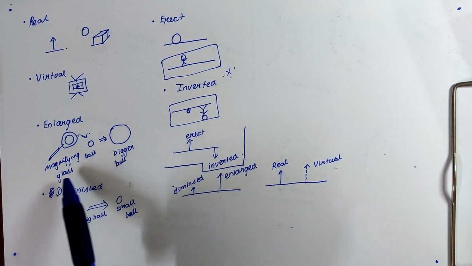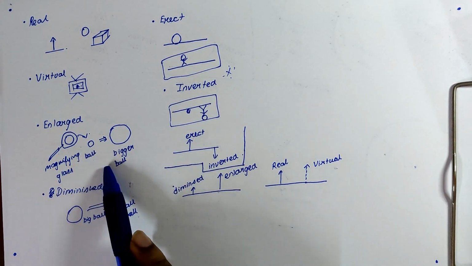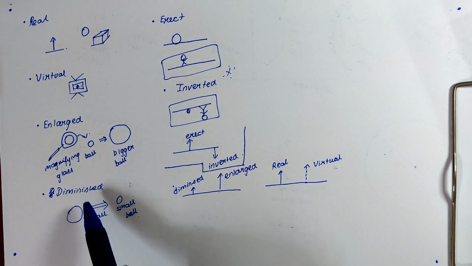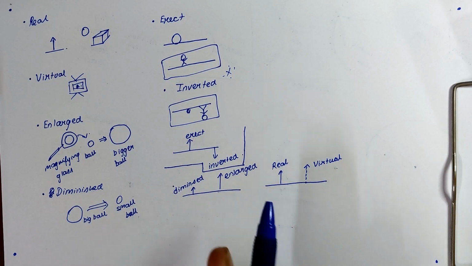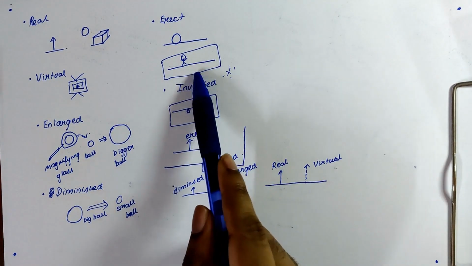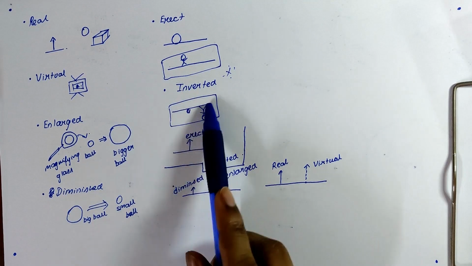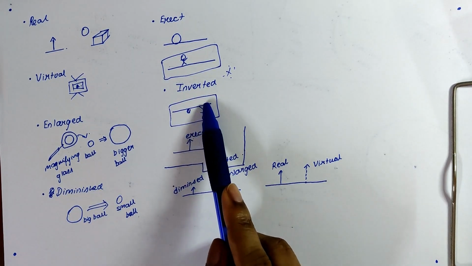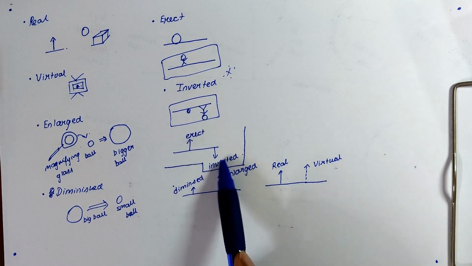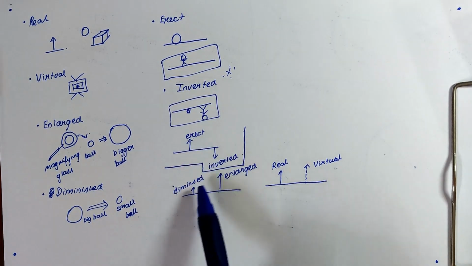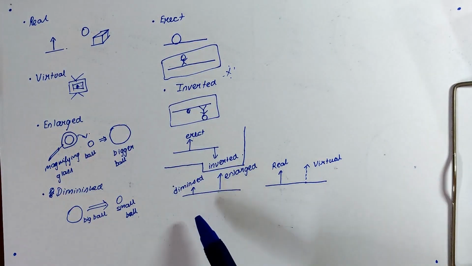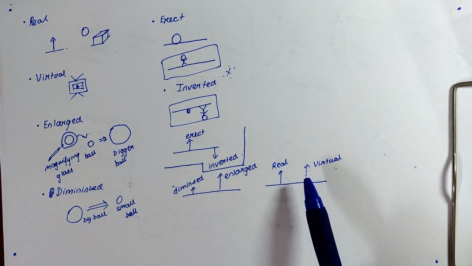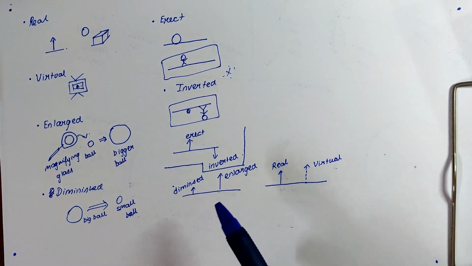Enlarging is like seeing an object through a magnifying glass, as a small ball becoming a bigger ball. The same for diminished. A big ball will turn into a small ball when you look through a mirror or a lens. Erect is something like a man standing up on the ground. Inverted is something like a man standing upside down on the ground. Now we use these arrow marks to notate the real, virtual and all the other properties of the image. Now with that being said, let's move on with the next slide.